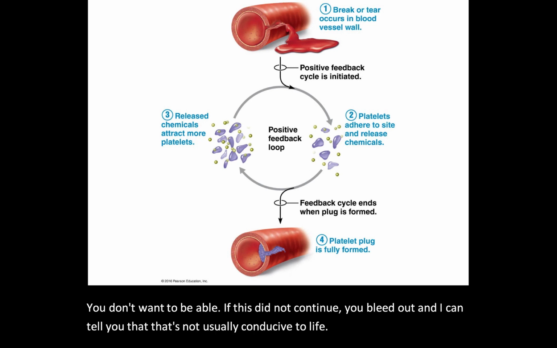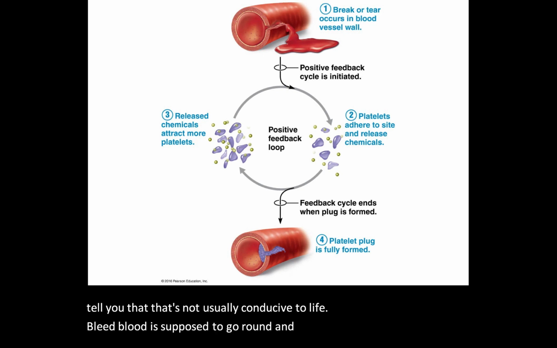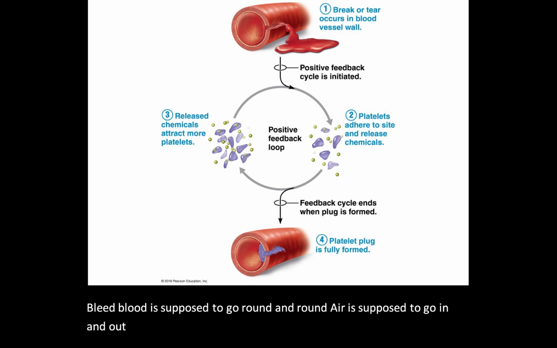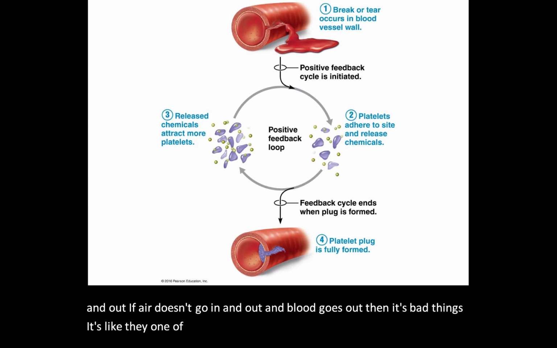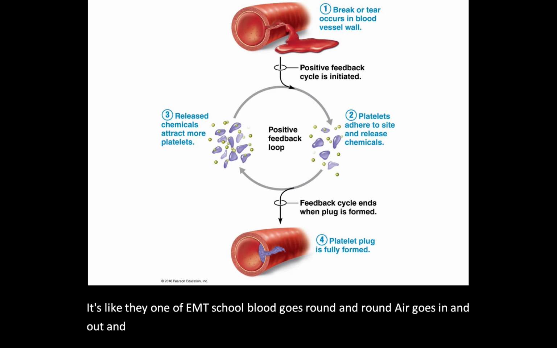Blood is supposed to go round and round. Air is supposed to go in and out. If air doesn't go in and out and blood goes out, that's bad things. That's like day one of EMT school. Blood goes round and round, air goes in and out, and the two shall never exchange places.